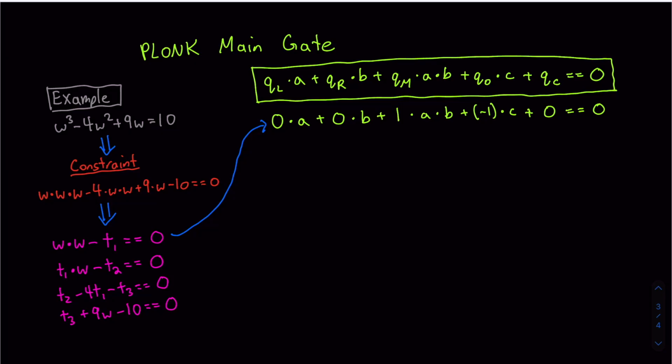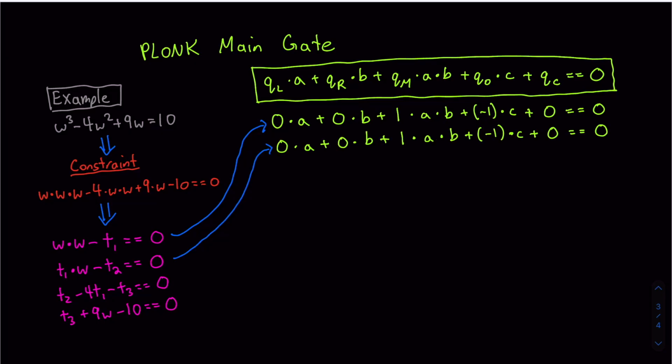We've just swapped the variable names from w and t1 to a, b, and c. So you can see how the PLONK main gate naturally captures this constraint. The template is general enough to represent it exactly. Let's move on to our second constraint. This time the variables are t1, w, and t2. Again, we map them into a, b, and c.